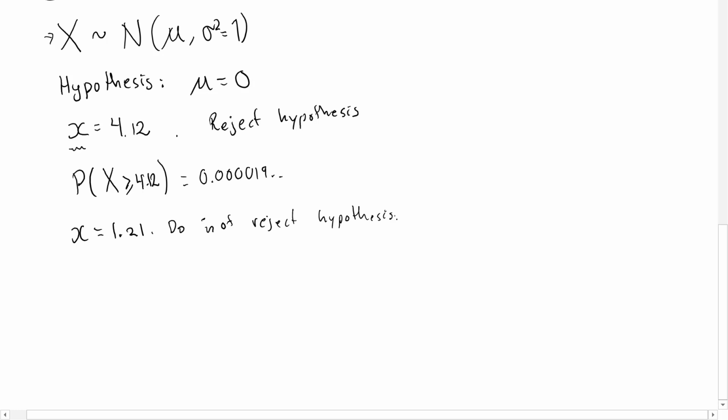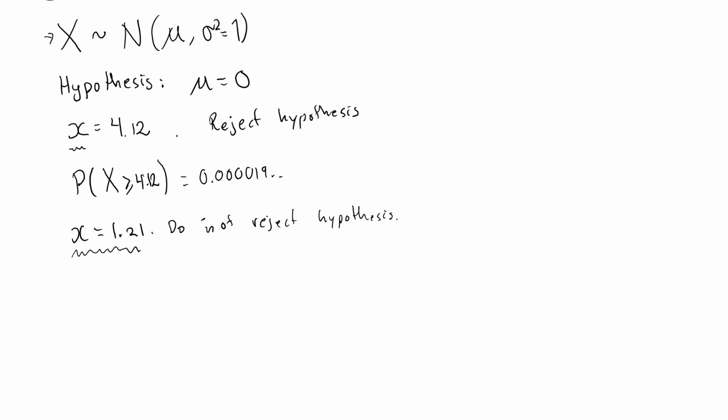So based on this example, we can observe one more thing, and that is we never accept hypotheses. We never say that we accept the hypothesis. The only thing we do is that we either reject it or we say that we do not reject it. If I make this observation 1.21, of course, that will not allow me to claim that yes, I now know that mu is 0, because there are so many other values of mu that are consistent with this observation.